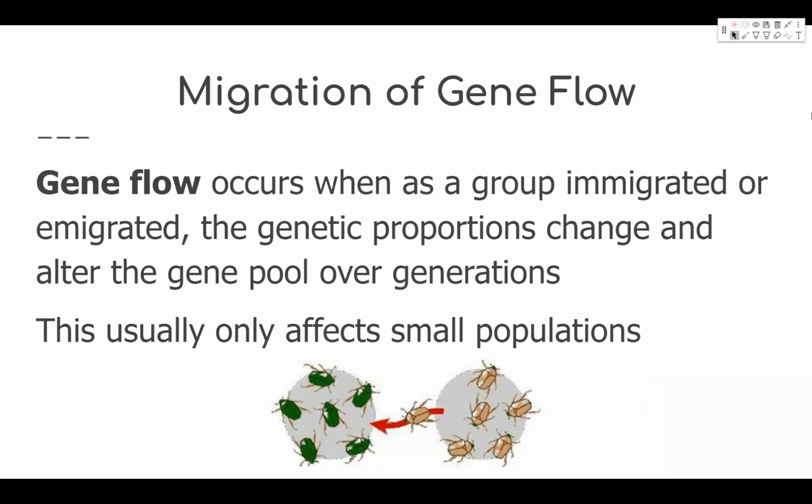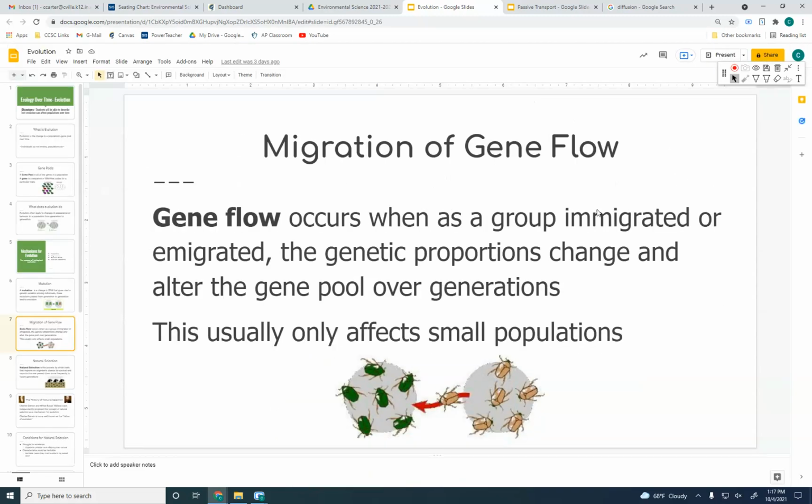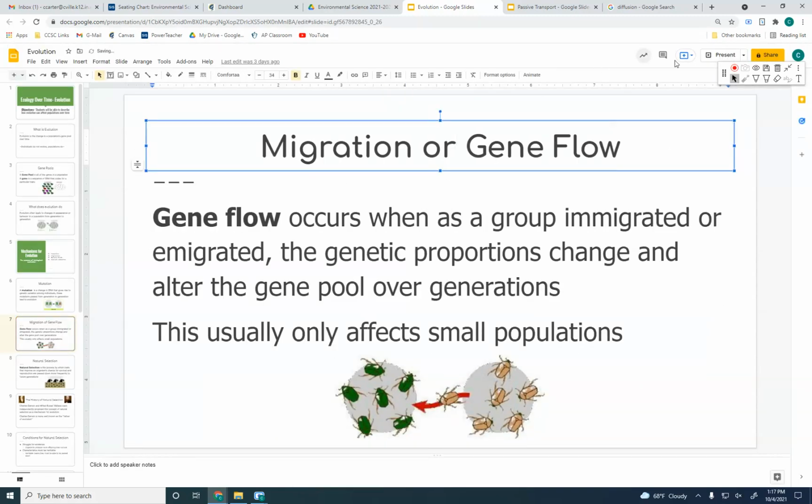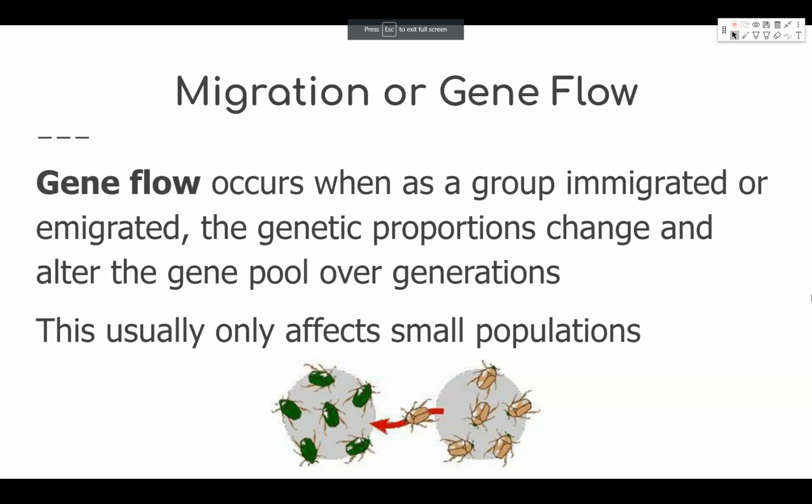All right. The second is gene flow or migration. Gene flow occurs when a group immigrates or emigrates, enters or leaves, and the genetic proportions change, and then that change leads to changes in the gene pool over generations. So, this typically only affects small populations. Usually, when individuals leave or enter big populations, it doesn't make much of a difference.